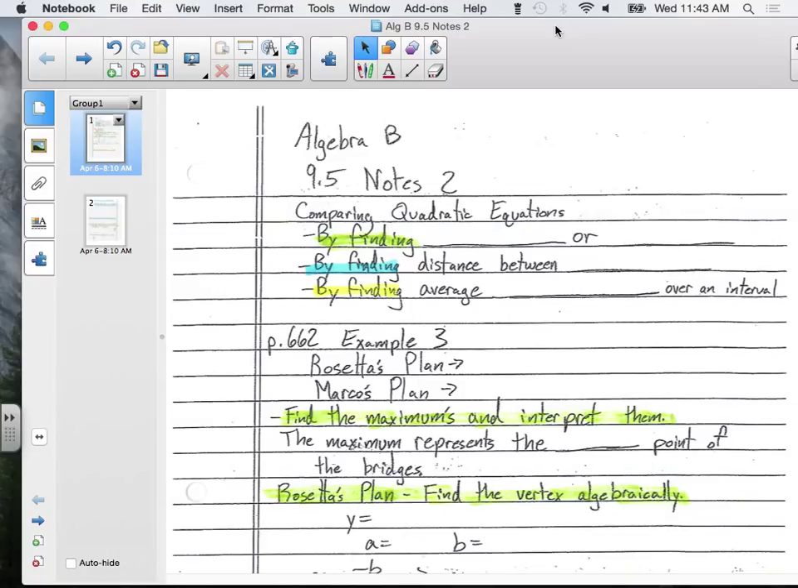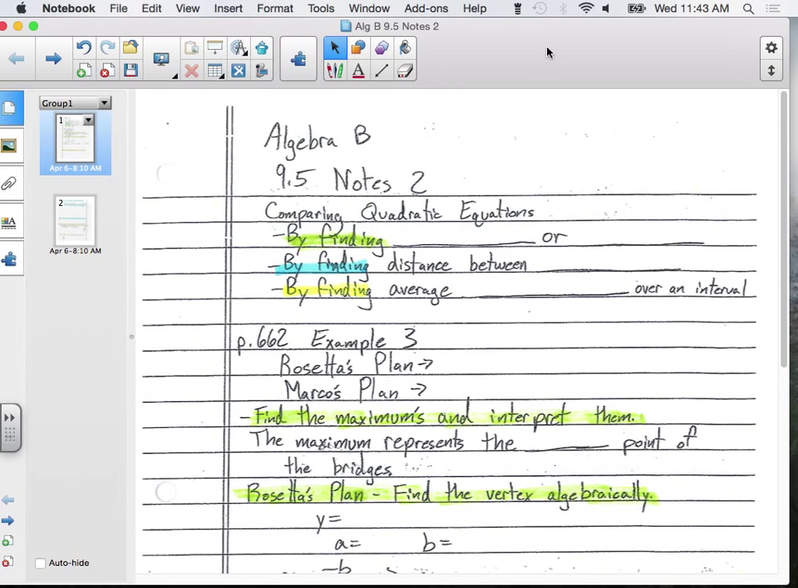Alright, so yesterday we were comparing linear equations, right? What were the two things that we compared with them? Slope and y-intercept, that's right. So today we'll be moving on to comparing quadratic equations. And for quadratic equations, there are three things that we can use to compare them.